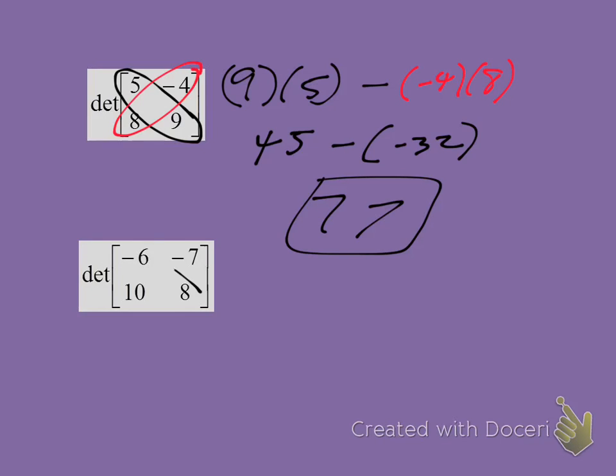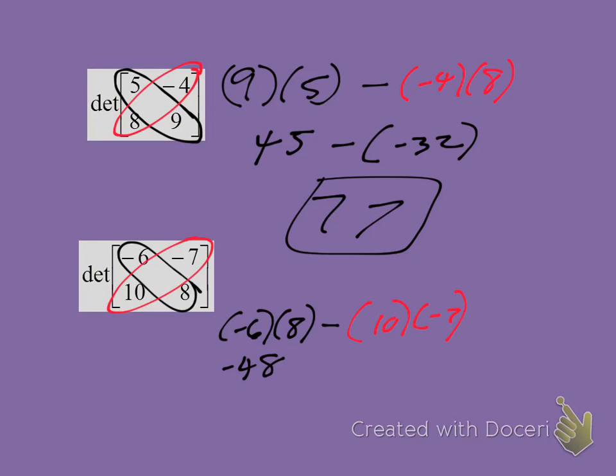So second one, same way. Negative 6 times 8 first, minus 10 times negative 7. And then simplify that. So you got negative 6 times 8, negative 48, minus negative 70. So negative 48 plus 70 gives you, should be what, 22?